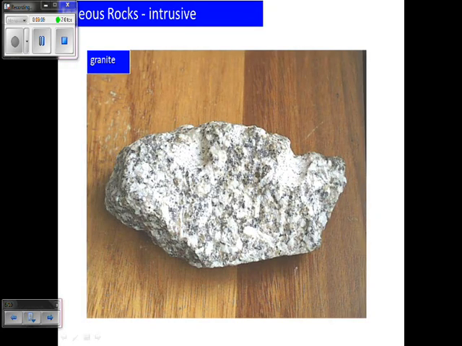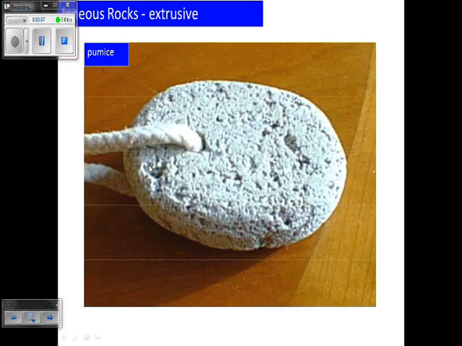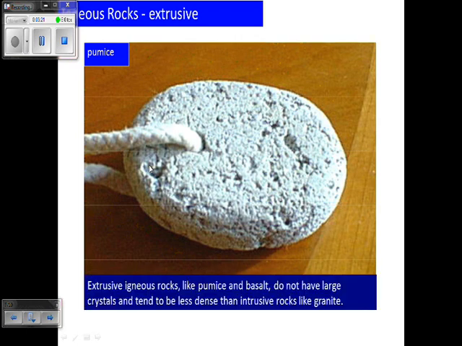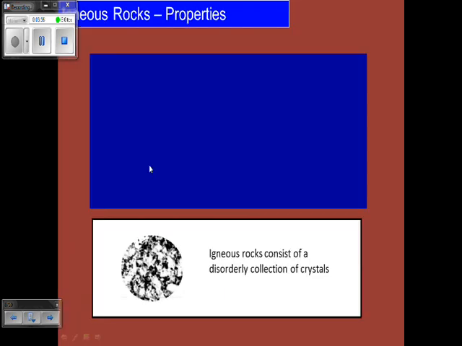Granite, an example of an igneous rock that forms intrusively, big crystals in granite. Pumice, another one that is an igneous rock, but this one is extrusive. Not very many big crystals inside it, lots of smaller crystals. Basalt, again, one that forms outside, cools down very quickly, haven't got many big crystals in it, lots of little crystals if you look closely.